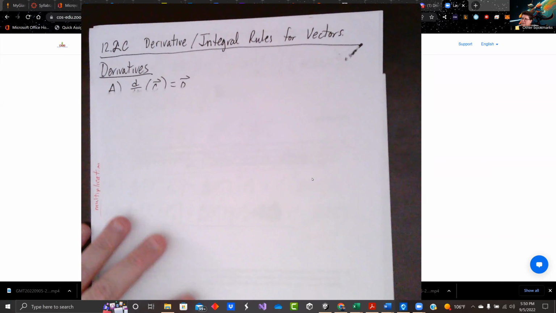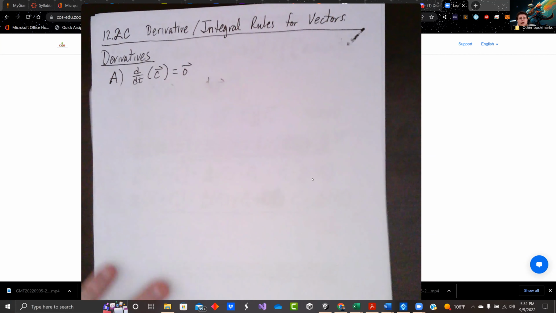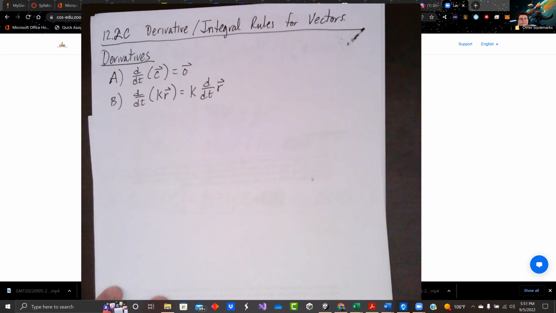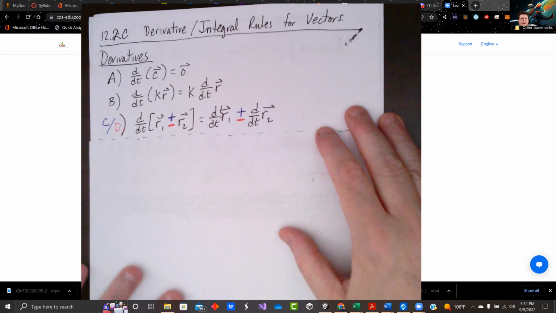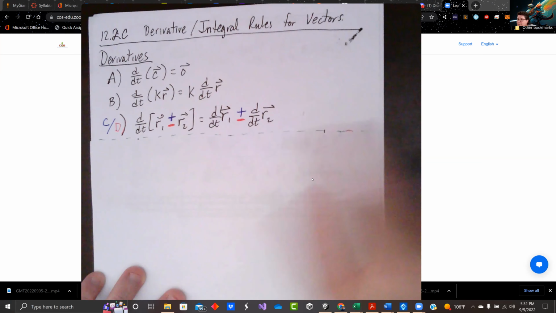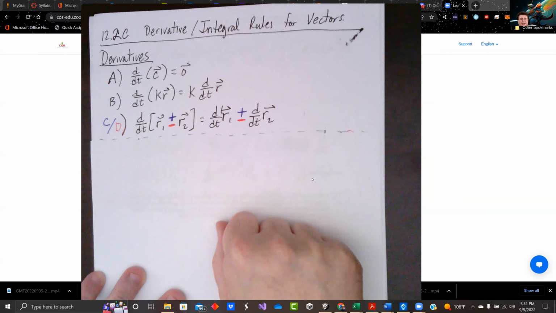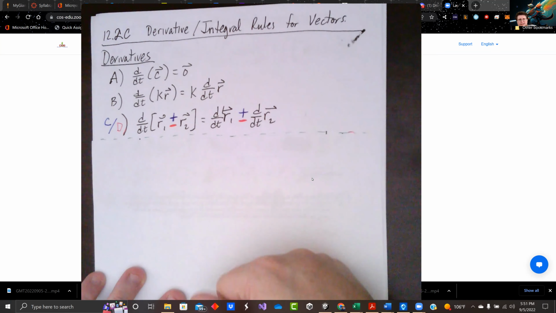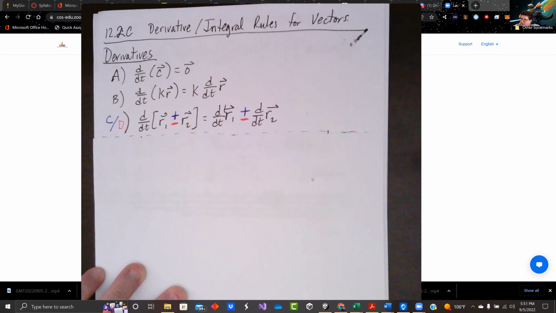The derivative of a constant used to be zero, or still is zero. We did the constant vector, it's now just the zero vector. If we have a constant times a function, or in this case r, we can factor the constant k out and just do the derivative of r by itself. If we have the derivative of two functions, either added or subtracted, we can distribute the derivative to each of them separately. So the derivative of r1 plus r2 is the derivative of r1 plus the derivative of r2. The same goes with the minus function or the subtraction.